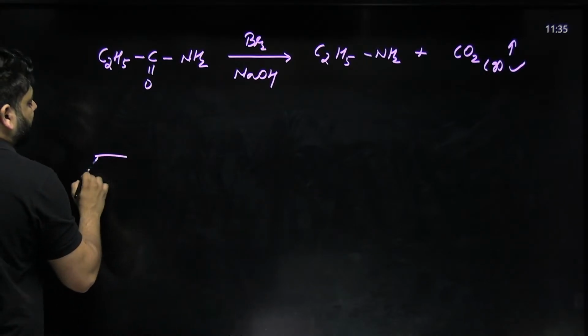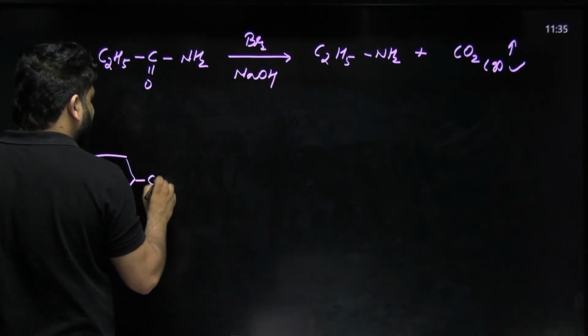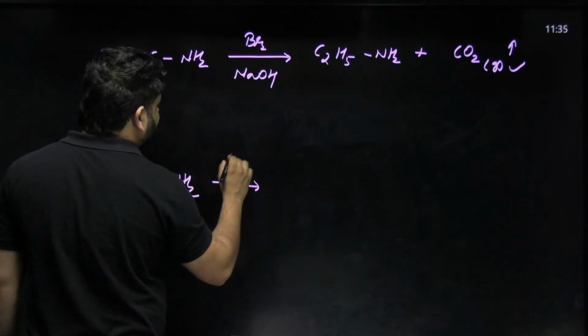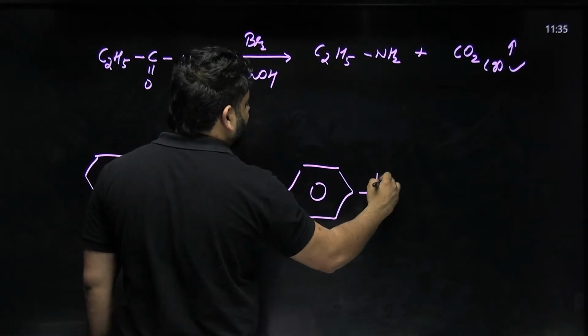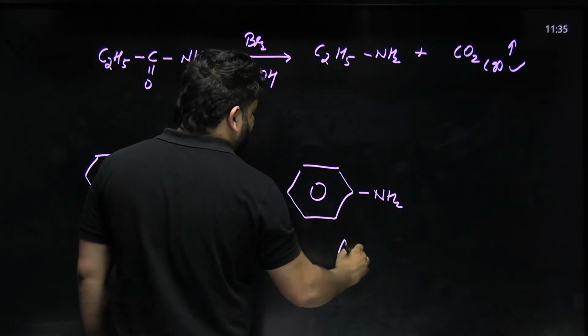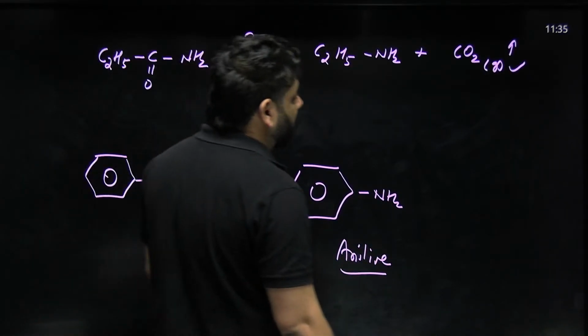Then we have one more example, which is basically benzamide, and benzamide under the same reaction will eliminate the CO group and will make you what? Simply NH2 on the ring. This is aniline. So the benefit of this reaction is that you can form aliphatic as well as aromatic compounds.